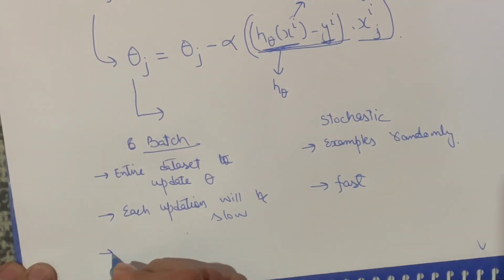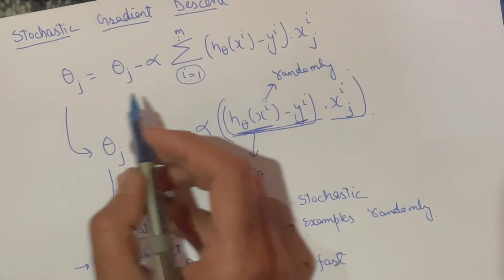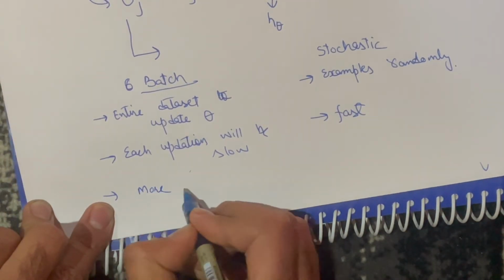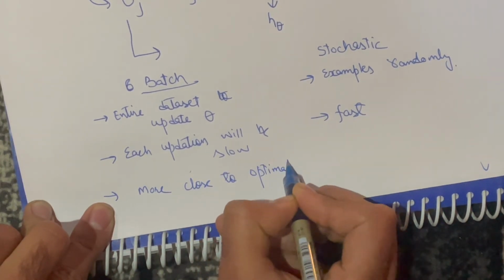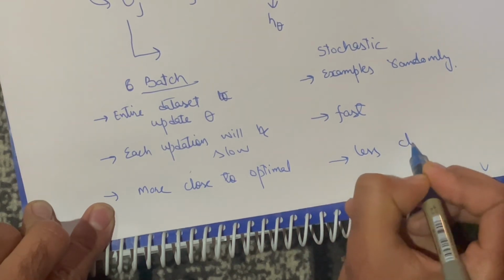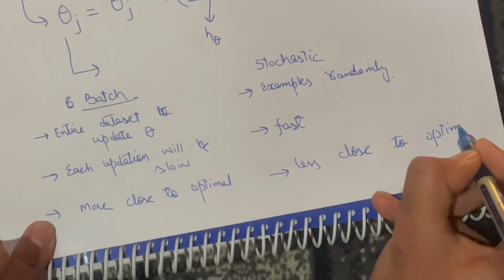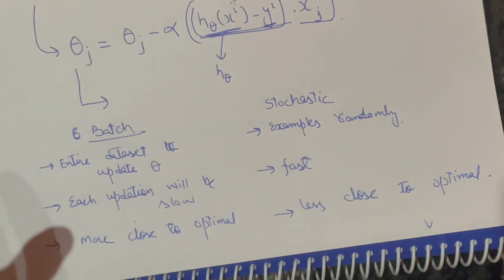But one advantage of batch is that since it is using the entire data set, each time the updated theta will be closer to optimal, and this one will be less close to optimal on each update. That is the only difference. Fine. So this was about gradient descent and its two different types: batch gradient descent and stochastic gradient descent.